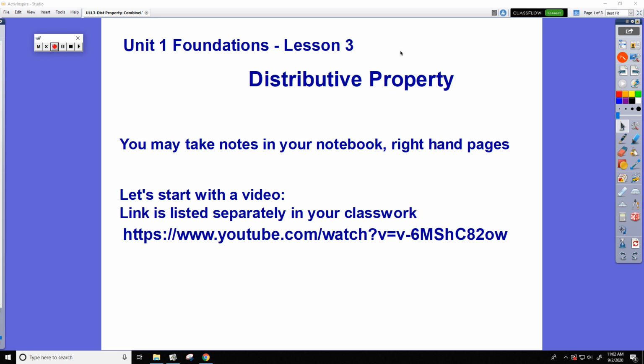So this is the title. Let me get my pen working. So you could write Unit 1, Lesson 3, Distributive Property in your table of contents. You could put U1 lesson. That's an L. I think I'm touching it with my hand.